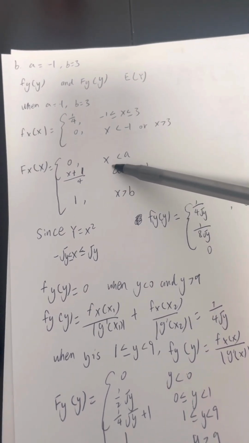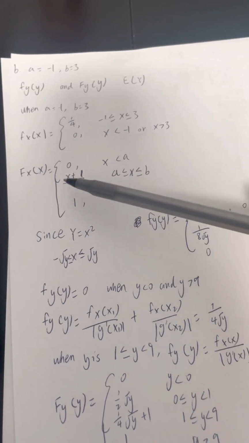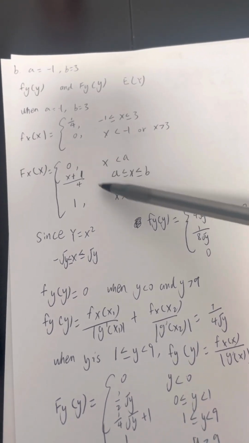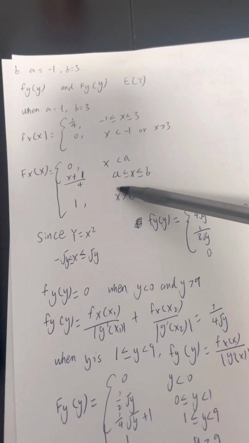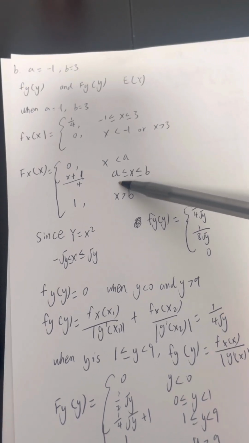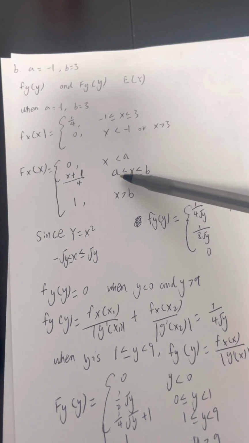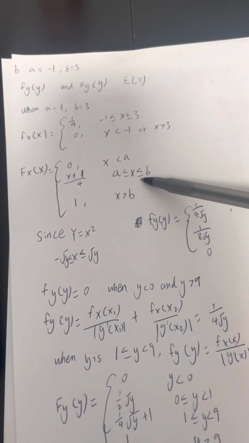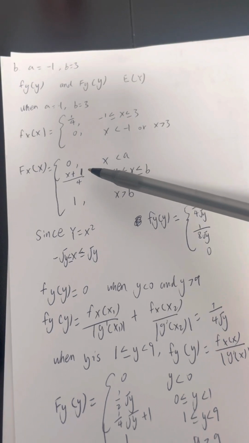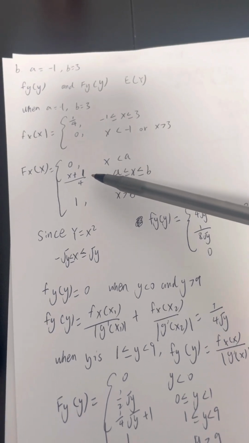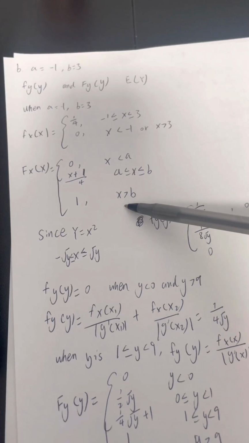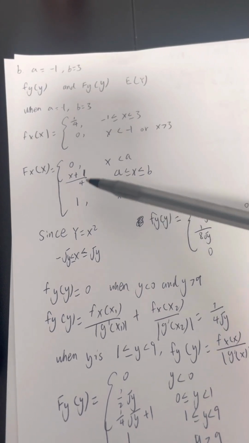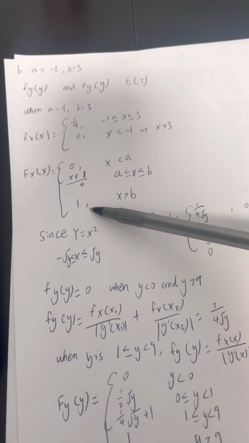And you also get this by plugging a and b from part A: when x is smaller than a, F_X(x) is equal to 0, and when x is greater than or equal to -1 and smaller than or equal to 3, you get F_X(x) is equal to (x plus 1) over 4. And when x is greater than 3, you get F_X(x) is equal to 1.